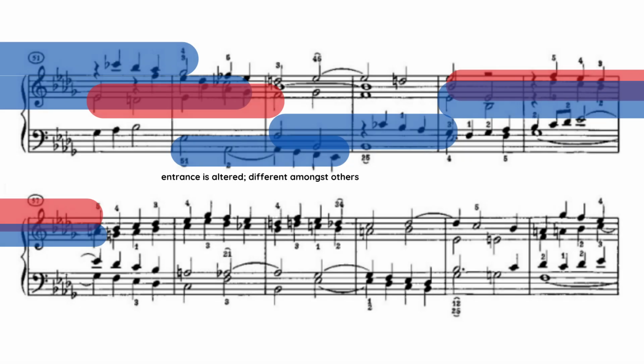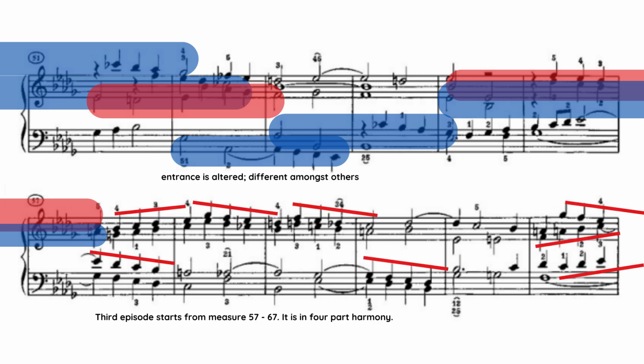The third episode starts from measure 57, and this is where we modulate from E-flat minor back to B-flat minor, our home key. It is written in 4-part harmony. Like the previous episodes, it is still derived from the 4 quarter notes of the theme and is even more exclusively done than the first 2.